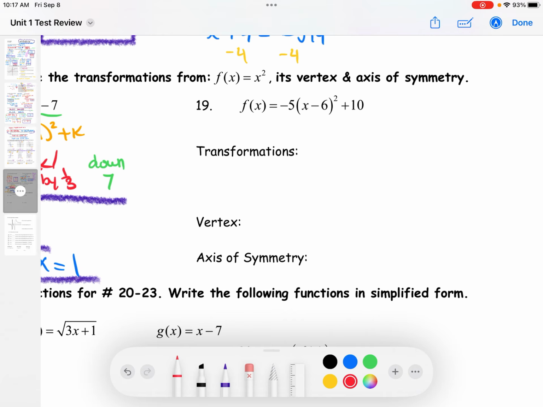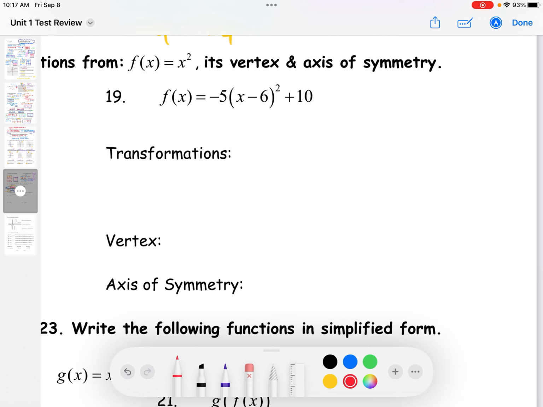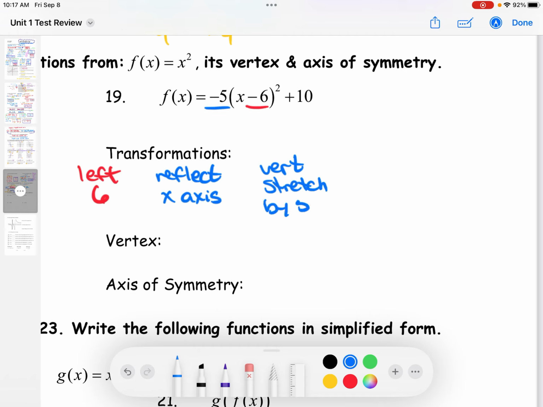Let's do the same thing on number 19. Inside the parentheses first, that minus 6 moves left 6. Yes, that feels backwards direction. Then we multiply. That negative reflects over the x-axis. The 5 is a vertical stretch by 5. And then we would add or subtract. That's a positive 10, so we go up 10.